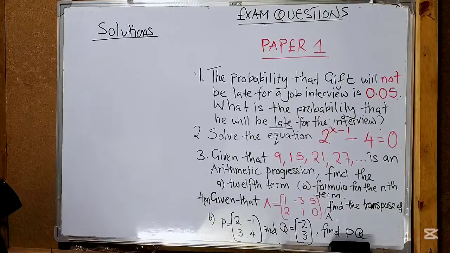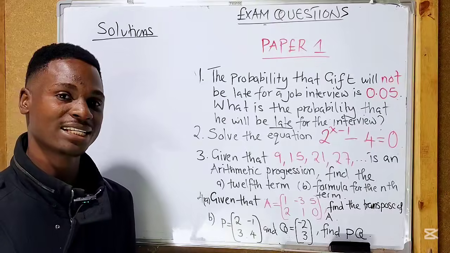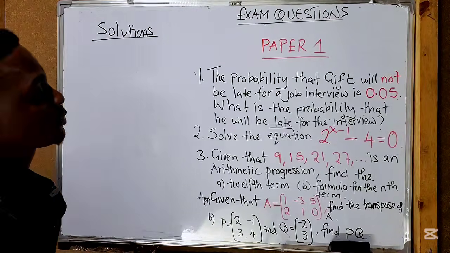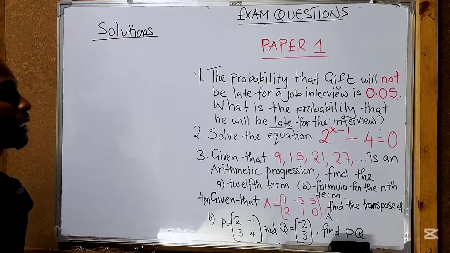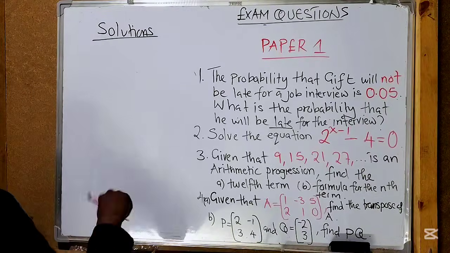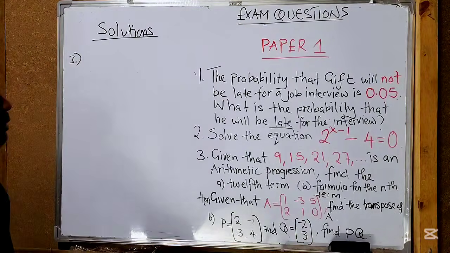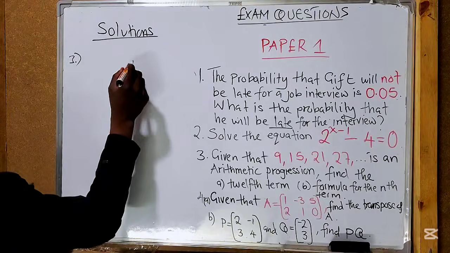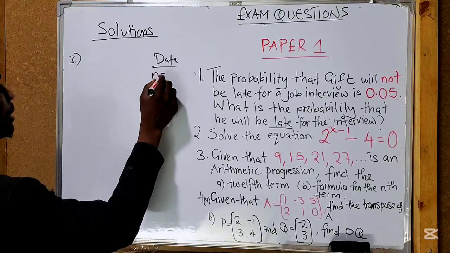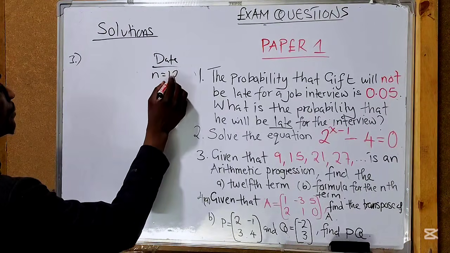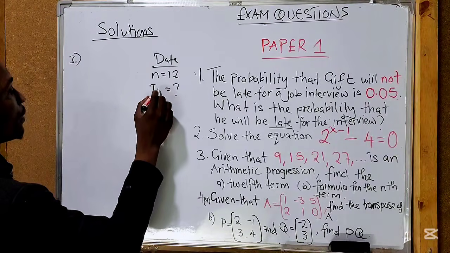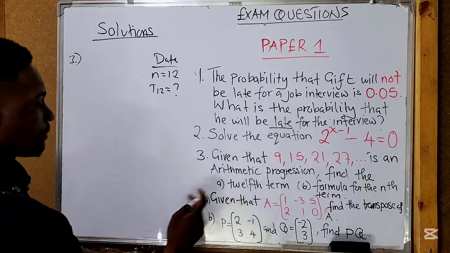Question 3 here, this is under arithmetic progression, there's sequence and series. Arithmetic progression. Okay, given that 9, 15, 21, 27 is an arithmetic progression, find the 12th term. So to find the 12th term, you need your data. Let's analyze data here. So n is 12. Tn is, we don't know, or T12. Let's put 12 here. T12, we don't know. It's the one we want to find.